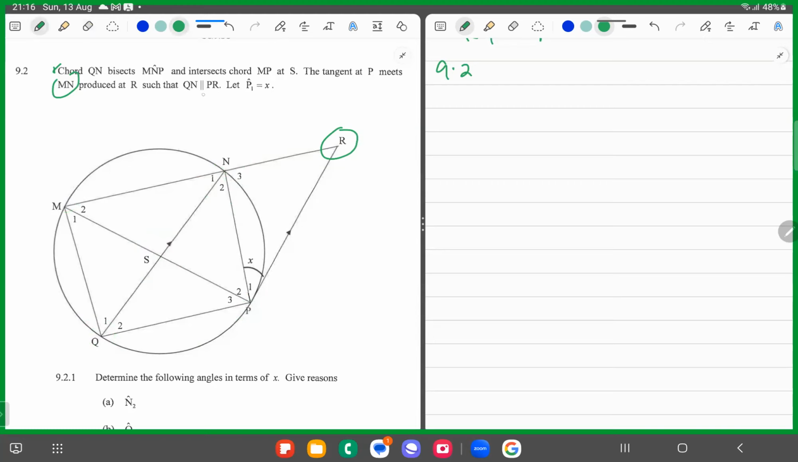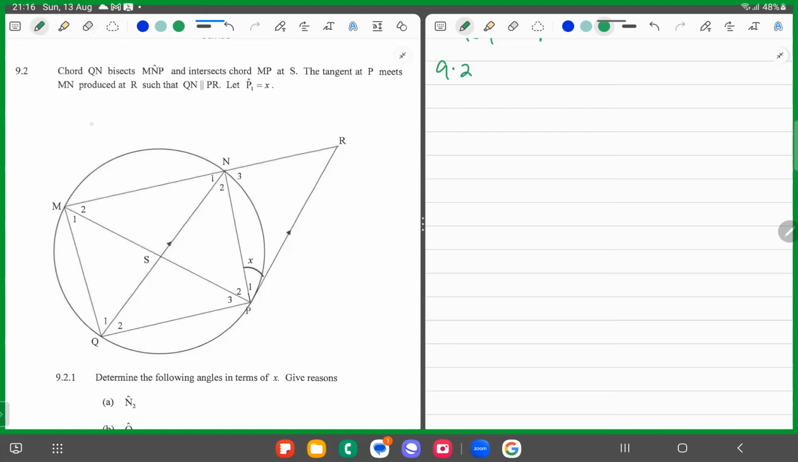Such that QN is parallel to PR. Parallel, you can see them. They're parallel. They've been marked that way by the examiner. So we start by familiarizing ourselves with the shape, with the diagram.